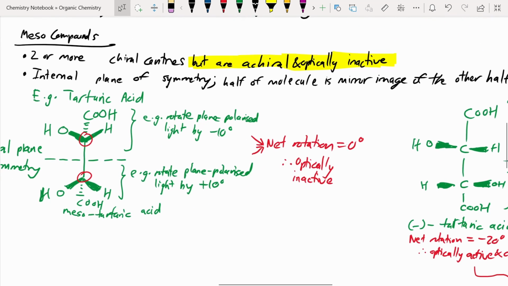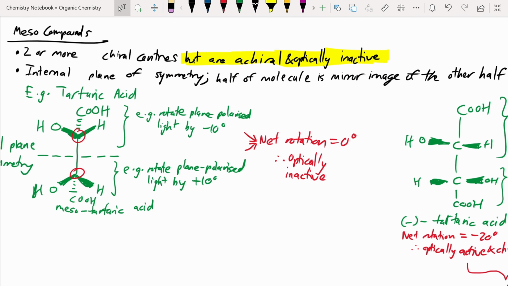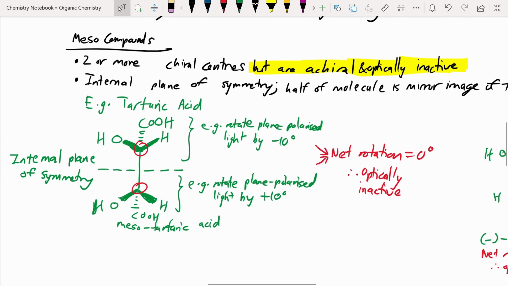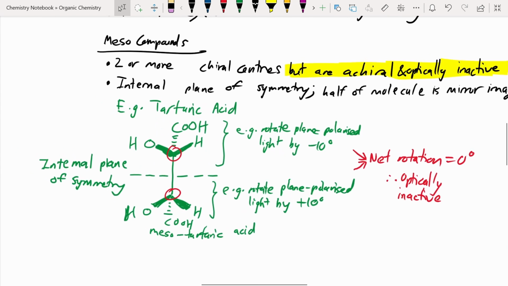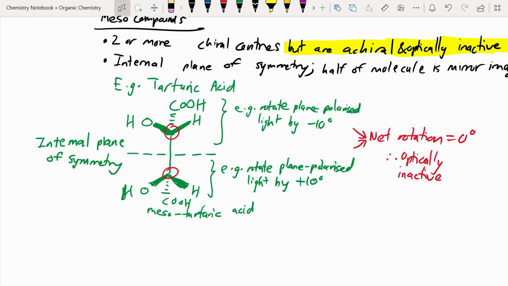Right here, meso compounds have two or more chiral centers, but they themselves are optically inactive and achiral. They contain an internal plane of symmetry, whereby half of the molecule is a mirror image of the other half of the molecule. One example here is tartaric acid. In tartaric acid, notice there are these two chiral carbons, one at the top, one at the bottom. The top and the bottom side are symmetrical to each other. That's why there's this internal plane of symmetry.